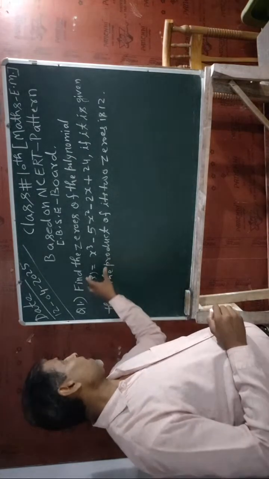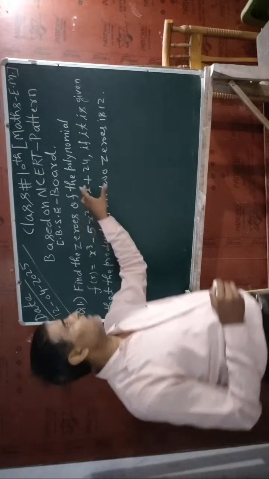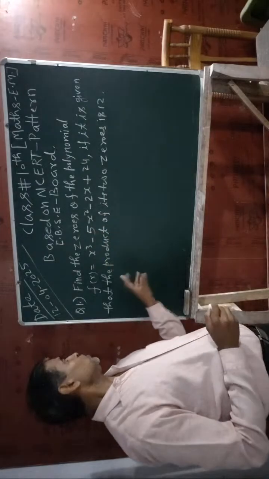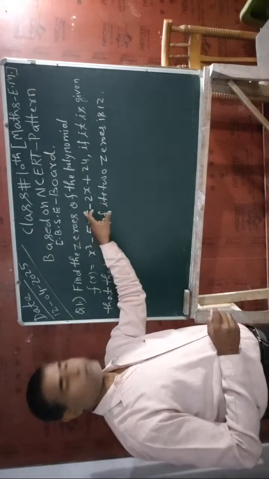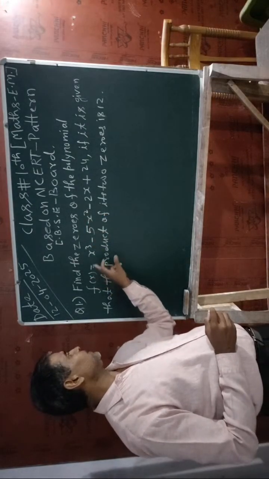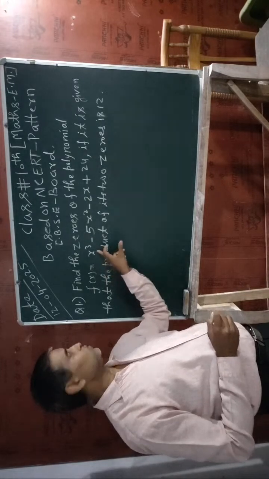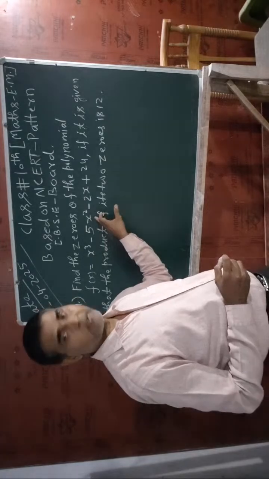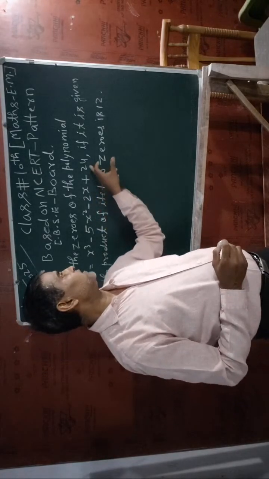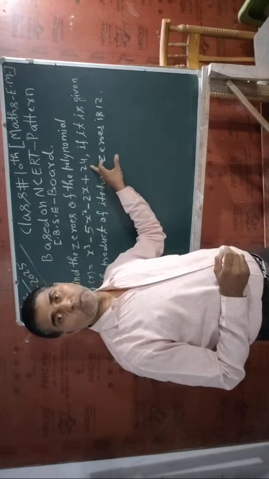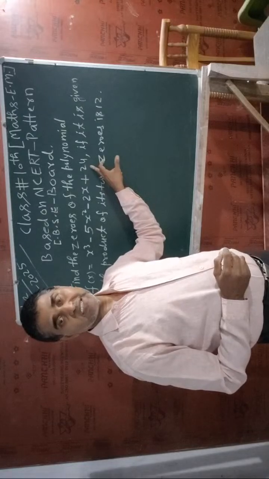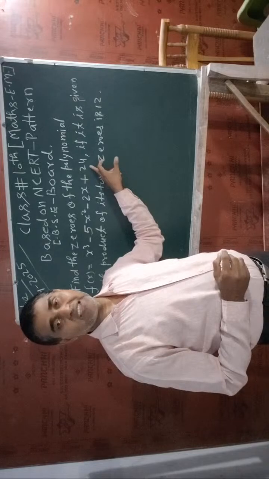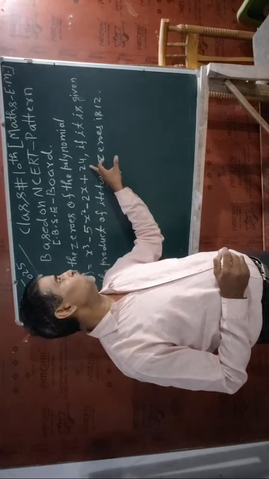Now I am reading. Find the zeros of the polynomial. You have to find the zeros of the polynomial. The polynomial is given: f of x is equal to x cube minus 5x square minus 2x plus 24. This is a cubic polynomial, which means it is a polynomial of degree 3.